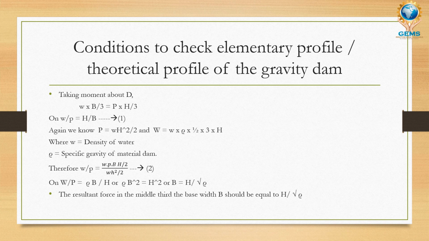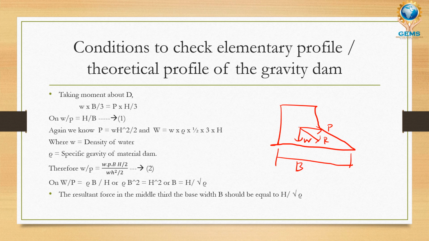In this slide I'm going to explain the check for the elementary profile or theoretical profile of the gravity dam. In the previous slide there was a diagram like this. Your weight acts in the vertical direction, your pressure acts in the horizontal direction, and your resultant force acts in an inclined manner. The entire length of the dam is B, the water storage is on the upstream side, and your height is H, and the pressure acts at the middle third, that is H by 3.